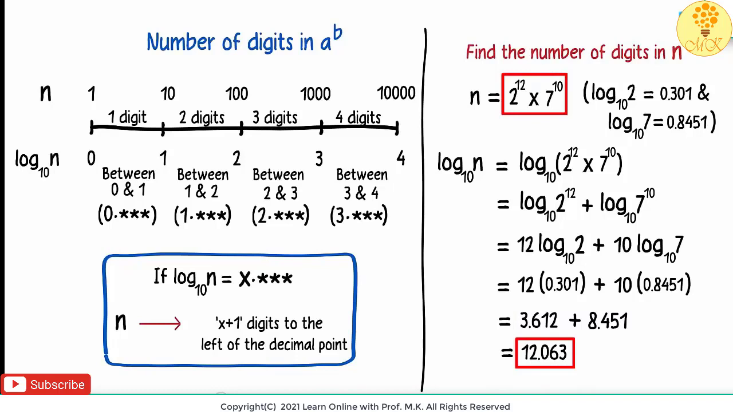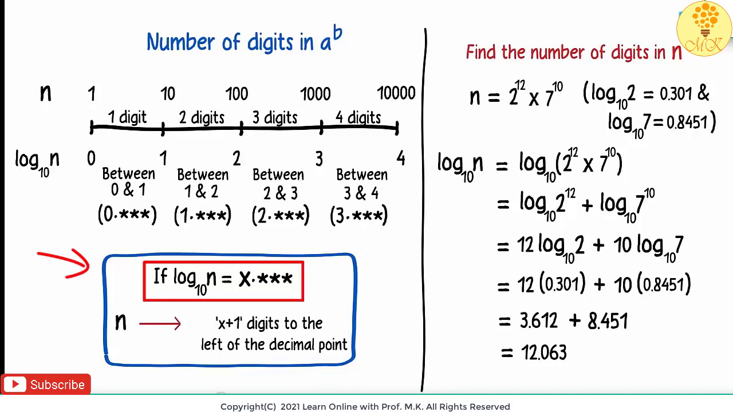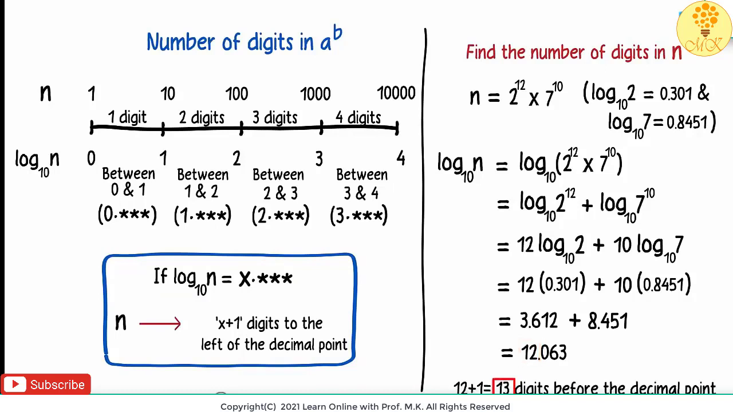But is that what we are asked for? Not really. We are asked for the number of digits in the number n. And the rule we just looked at said that if the logarithm to the base 10 value is of the form x point something, then the number of digits in the number will be x plus 1. As x is 12 here, the number n will have 13 digits before the decimal point.